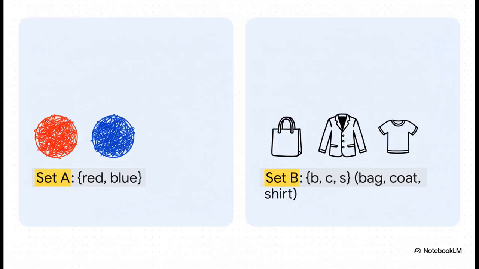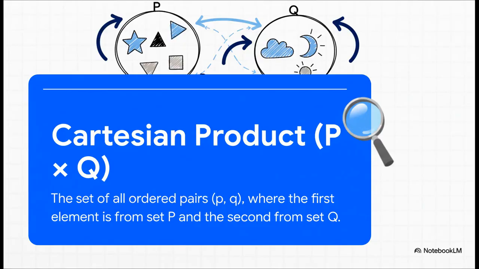So let's imagine we've got two simple groups. In math, we call them sets. Set A has just two colors, red and blue. And set B has three things: a bag, a coat, and a shirt. Our mission, should we choose to accept it, is to create every possible colored object we can by pairing one thing from each set.